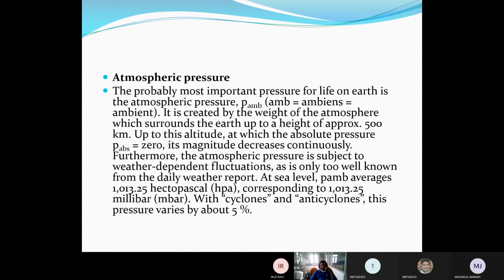The probably most important pressure for life on Earth is atmospheric pressure. It is created by the weight of the atmosphere which surrounds the earth up to a height of approximately 500 kilometers. Up to this altitude, at which the absolute pressure is zero, its magnitude decreases continuously. Furthermore, the atmospheric pressure is subjected to weather-dependent fluctuations, as is only too well known from the daily weather report. At sea level, atmospheric pressure averages 1.01325 kilopascal, or simply 1.01325 bar.